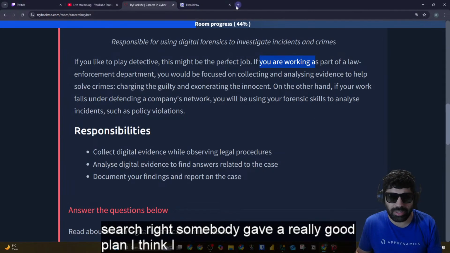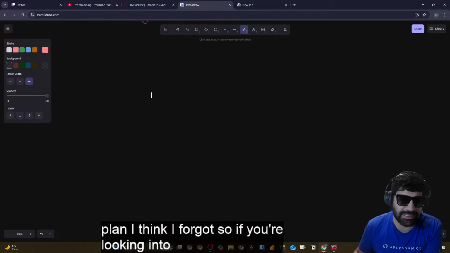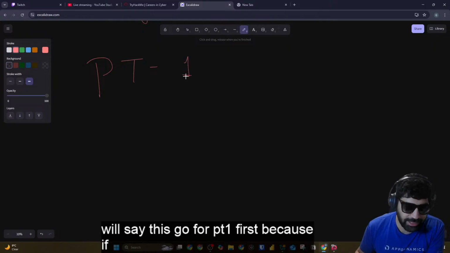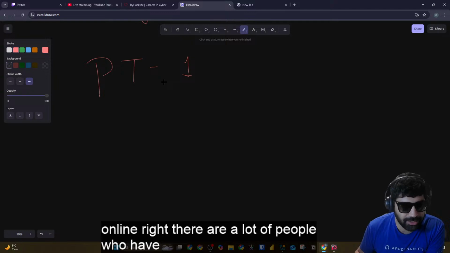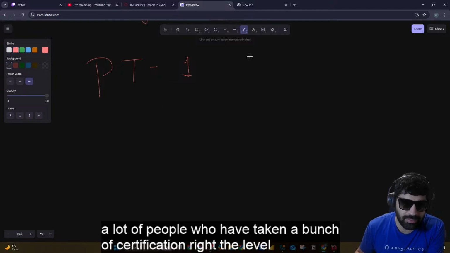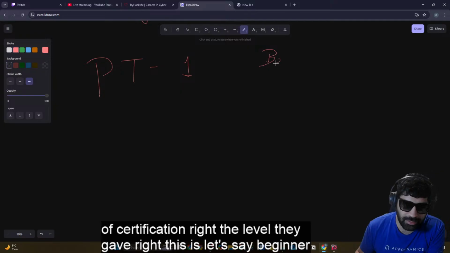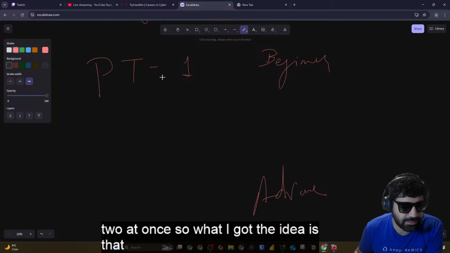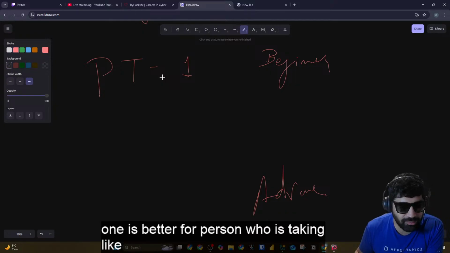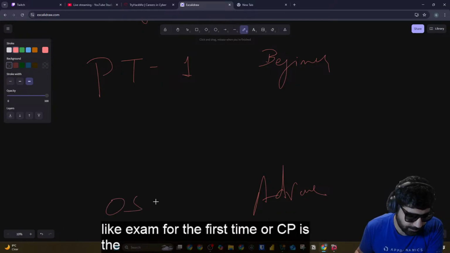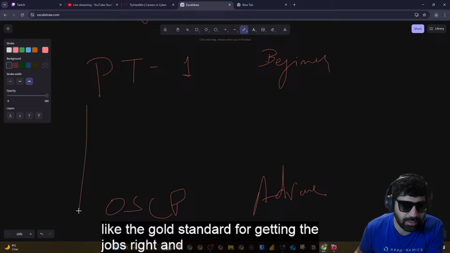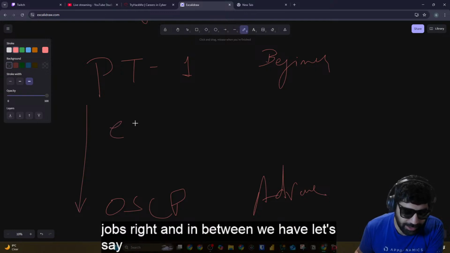If you are looking into these, I will say go for PT1 first, because if you go online, there are a lot of people who have taken a bunch of certifications, and the levels they gave run from beginner to advanced. What I got from it is that PT1 is better for a person taking an exam for the first time. OSCP is the hardest, and again, it's the gold standard for getting jobs. And in between, we have, let's say, eJPT, CEH, and stuff.